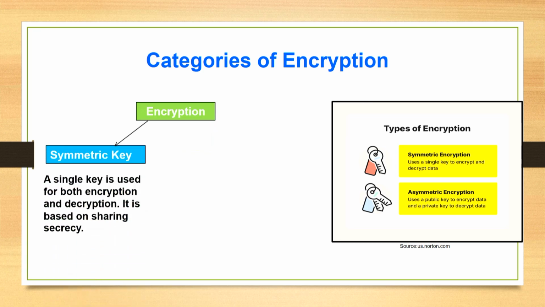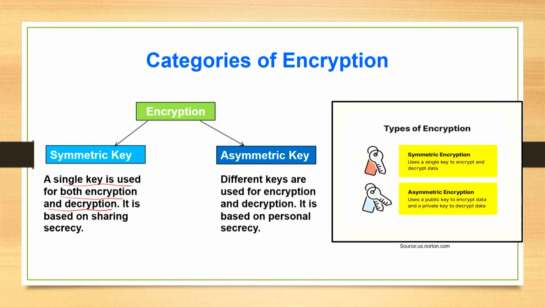One is symmetric key. In the case of a symmetric key, a single key is used for both encryption and decryption. So it is based on shared secrecy. Another one is an asymmetric key. In this, different keys are used for encryption and decryption. So it is based on personal secrecy.